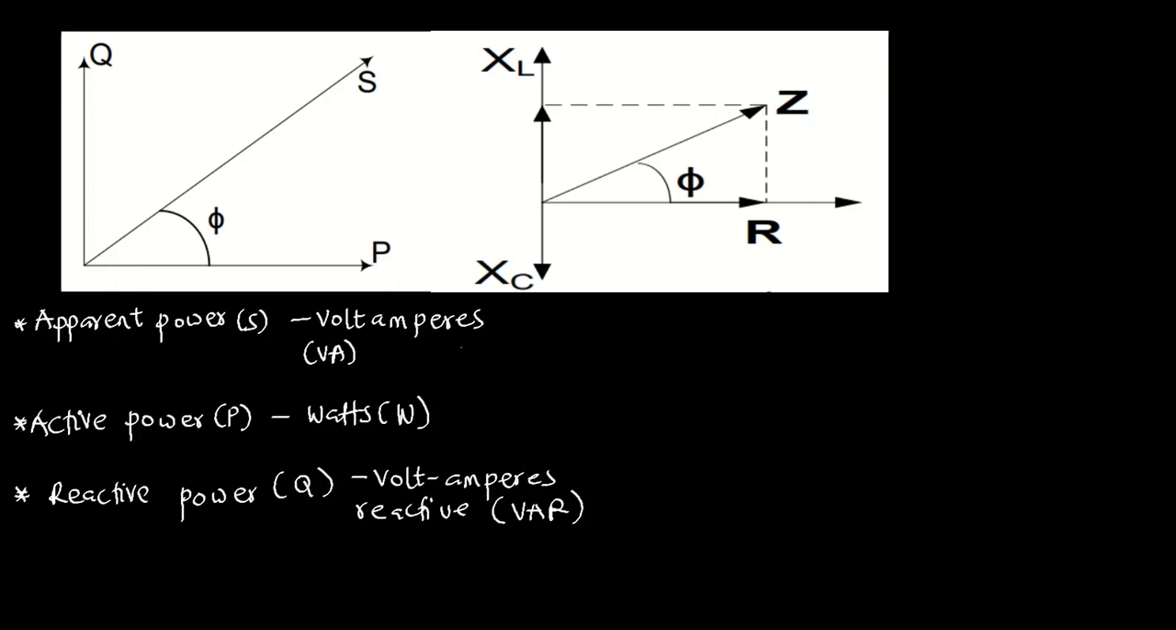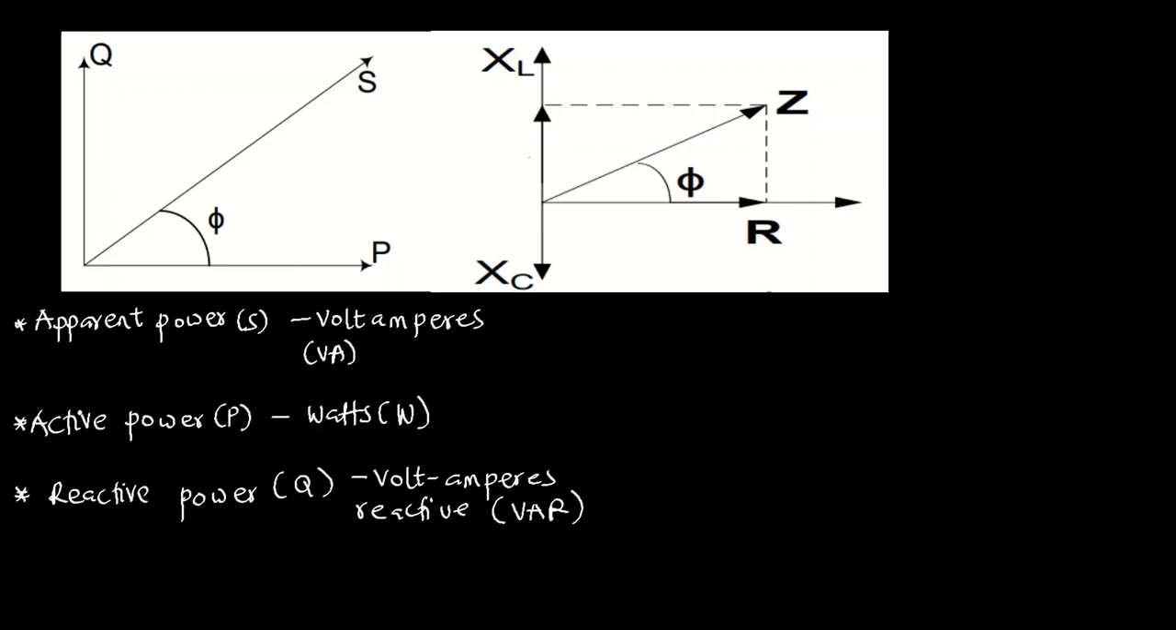So I have these two figures here. The first figure shows the phase diagram for the various power that we have in an AC circuit, and the second one shows the phase diagram for the circuit elements, that's the inductor, capacitor, and the resistor. So this Z here is for impedance.